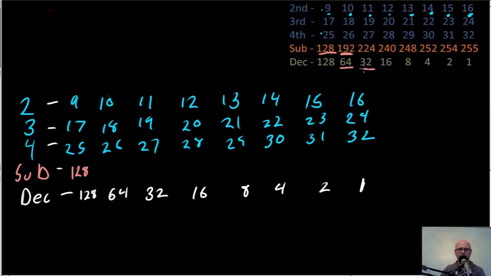192 plus 32 is 224, right? So you're just adding the diagonal, and it just gives you the next number. So 128 plus 64, 192. 192 plus 32, 224, right? 224 plus 16, 240. 240 plus 8, of course, 248. You get the point by now, right? 252. 252 plus 2 is 254. 254 plus 1, 255, right?